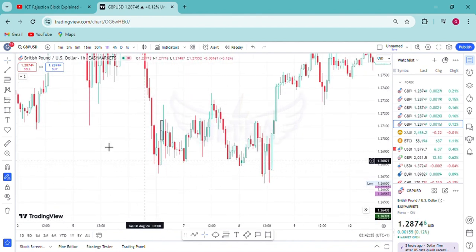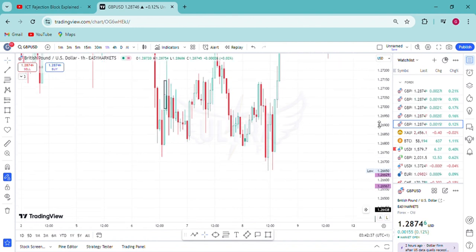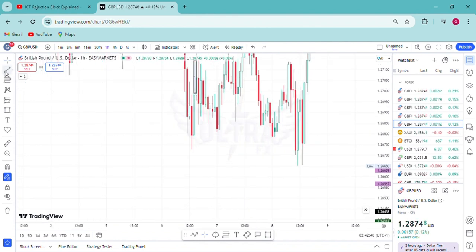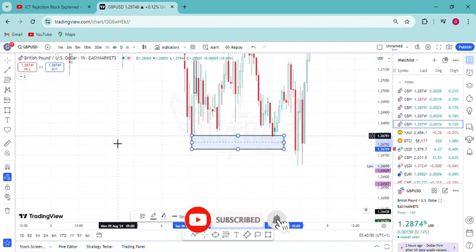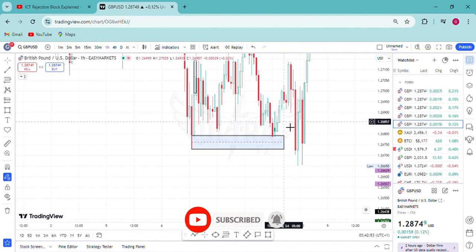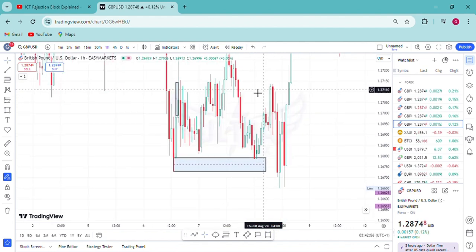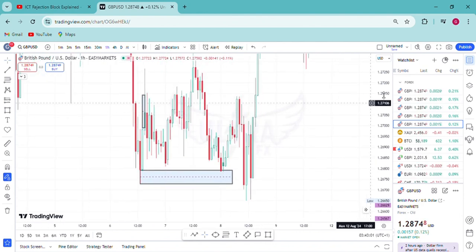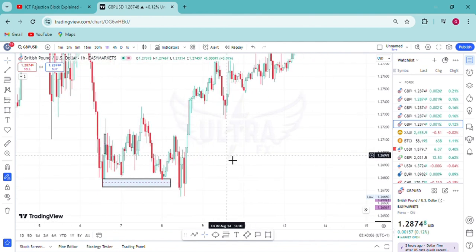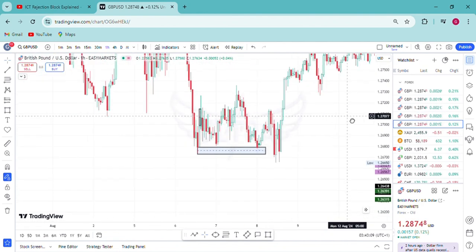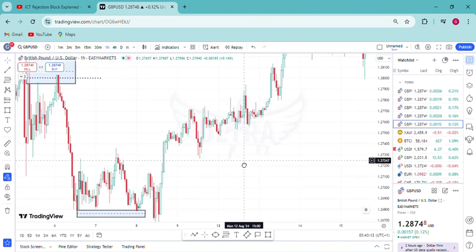This is another rejection block here. You can see a long wick, right? Here is your long wick. You can see price coming to that rejection block, tapping into it and going to the other side, tapping into an FVG, coming back. You see how all these things react, price reacts to all these PD arrays. You can see it.